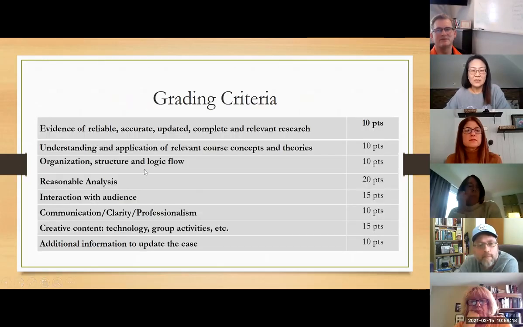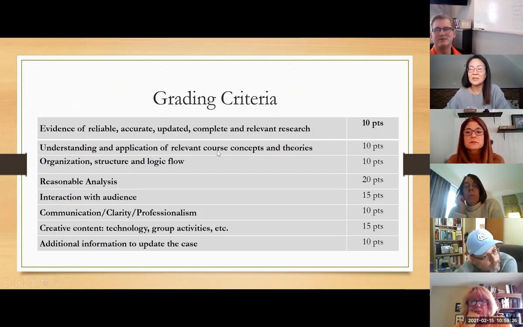Here are some of the grading criteria that I use for the integrative case. I want them to provide reliable, updated information and understand the key concepts. I want to see the application of theory and concepts, the analysis, interaction with the audience, and communication. I also want them to use creative content, like activities.